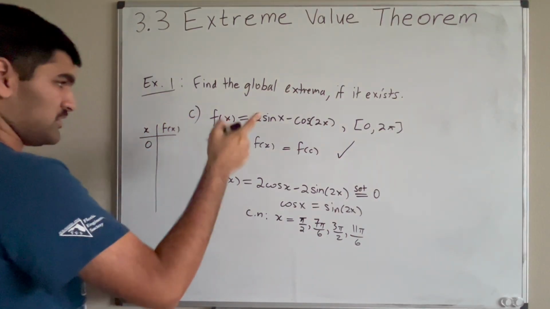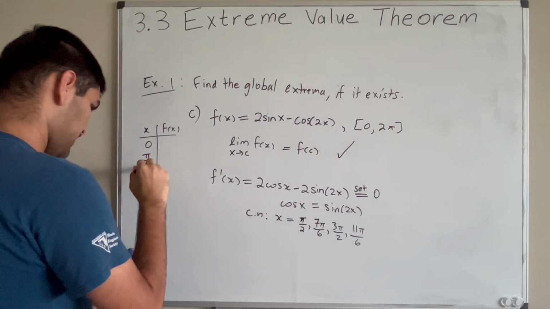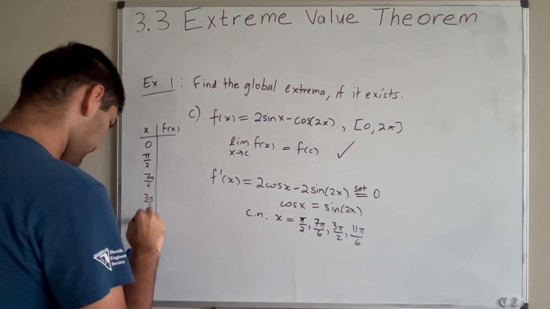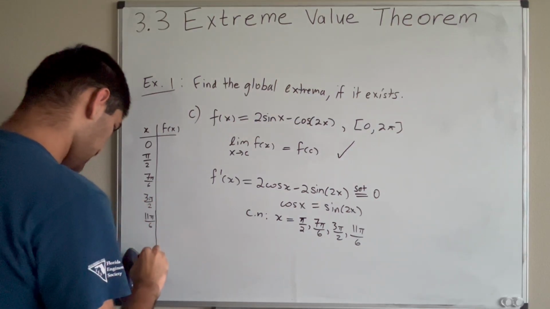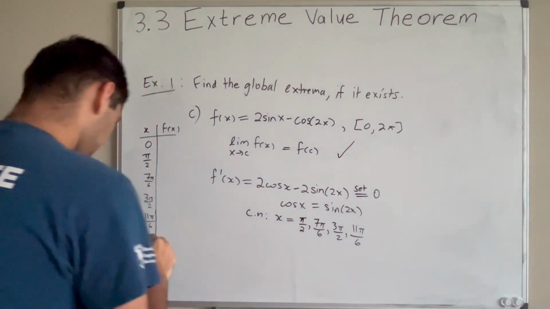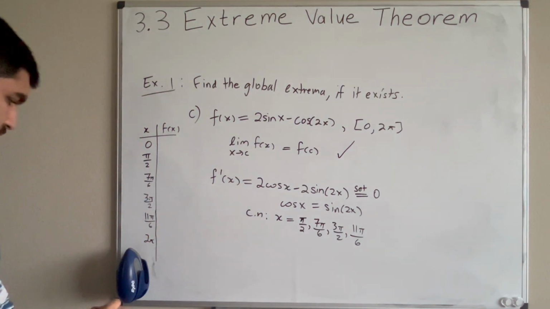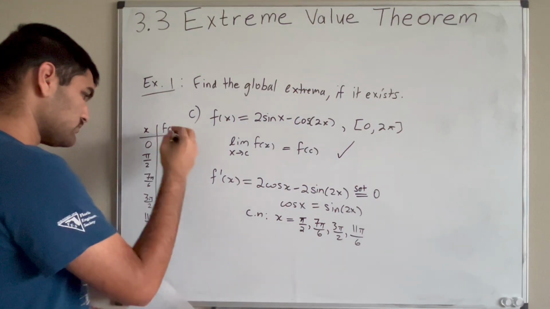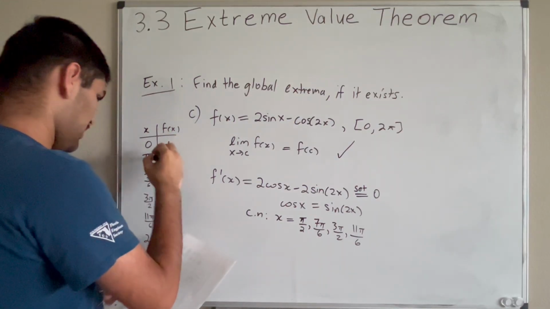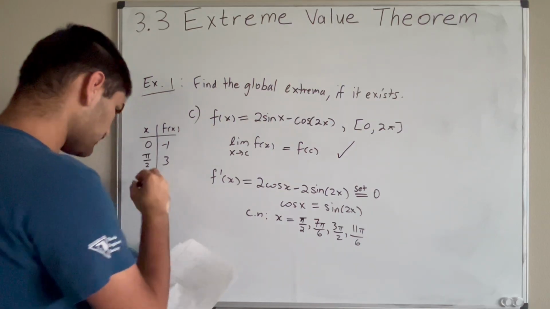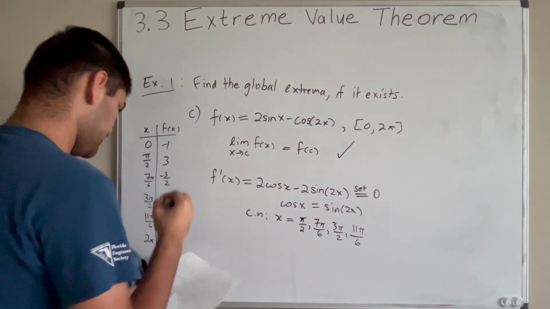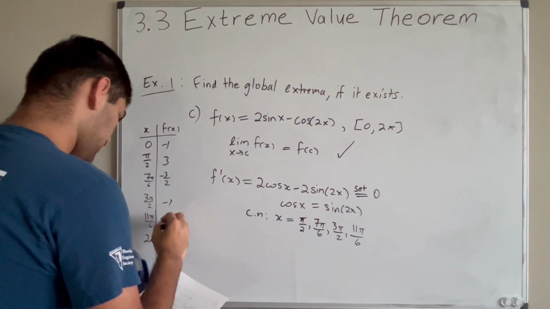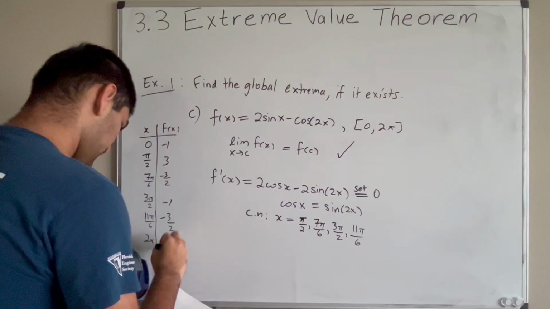So we have our endpoint of 0, and we have our critical numbers pi over 2, 7 pi over 6, 3 pi over 2, 11 pi over 6. And then finally we have our other endpoint of 2 pi. Okay. So f at all these values. So f of 0 is -1, f of pi over 2 is 3, at 7 pi over 6 you get -3/2, at 3 pi over 2 you get -1, at 11 pi over 6 again you get -3/2, and then at 2 pi again you get -1.